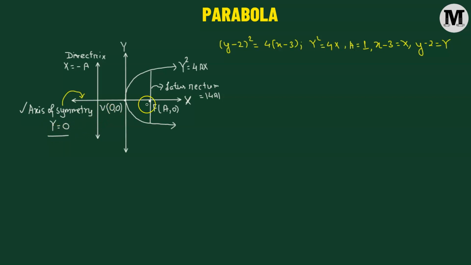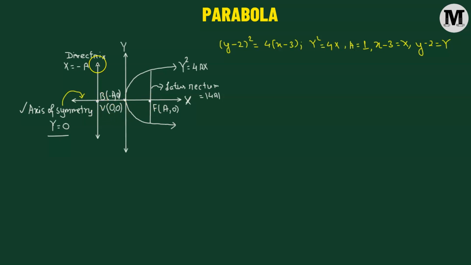Now, on the axis of symmetry line, we are going to consider another point. Let's call it point B. This point B is going to have the coordinates negative a, 0. That means B is chosen in such a way that V is the midpoint of B and F.